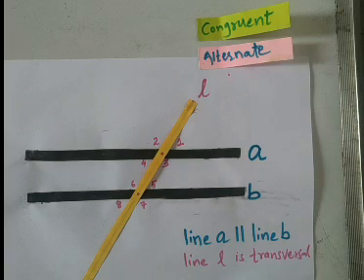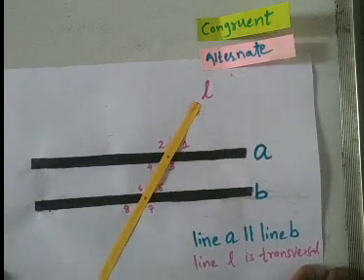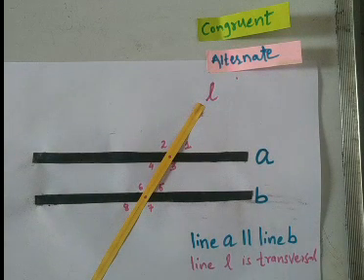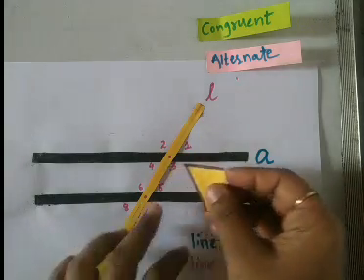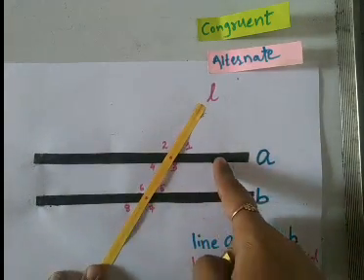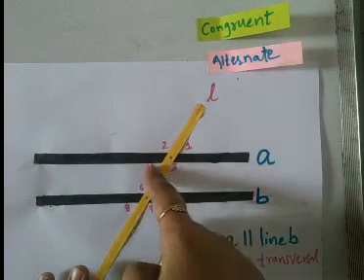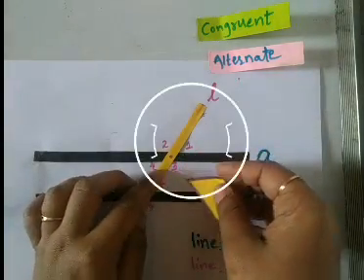Now the second condition for alternate angles is that alternate angles form on the opposite side of the transversal. This is the second condition for alternate angles. Okay, so because alternate angles form between the two parallels, of course 3, 4, 6, 5. So I will start with 3.